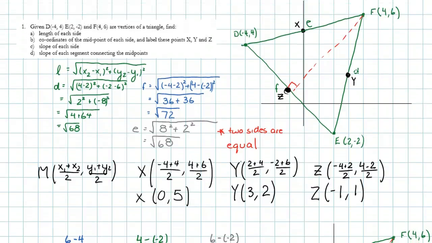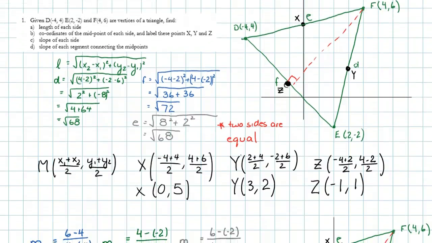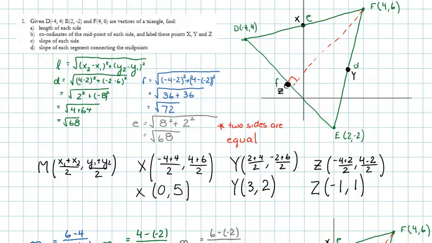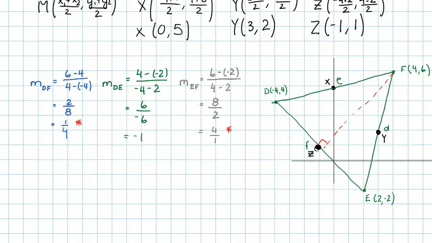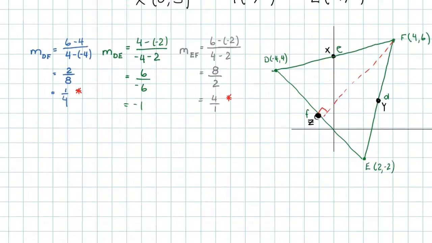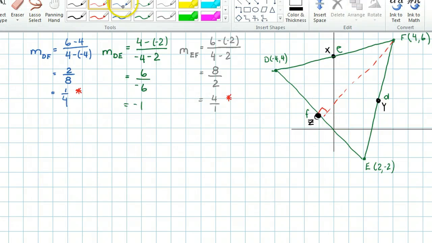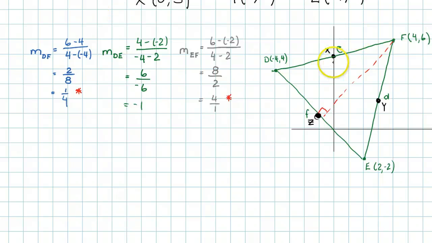So now, specifically, the individual was interested in part D, the slope of each segment connecting the midpoints. So in order to do this, if it says connecting the midpoints, let's connect them. So we're going to connect that midpoint, let's connect this midpoint, and let's connect this midpoint. So what it's asking for, essentially, are the slopes of these segments, and we'll keep working in this color.